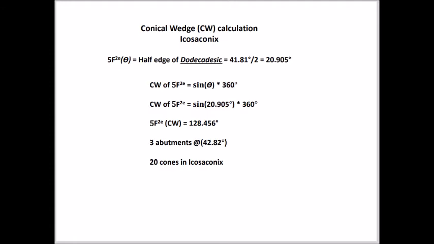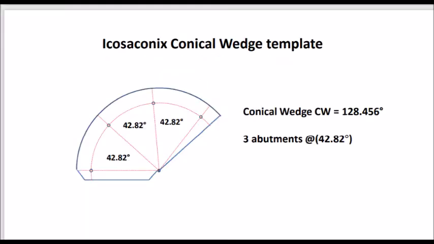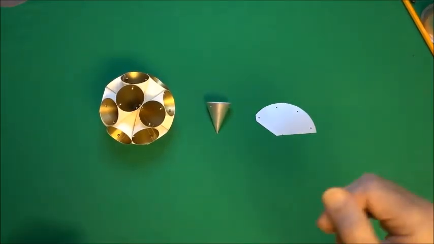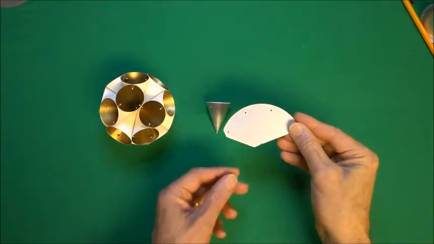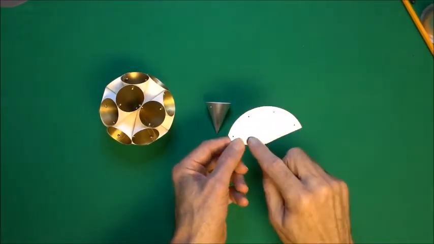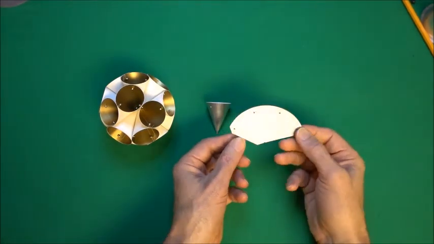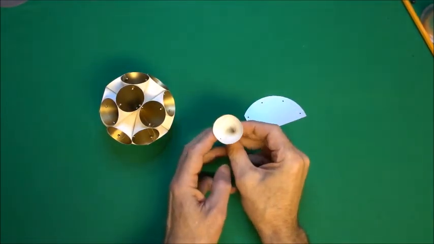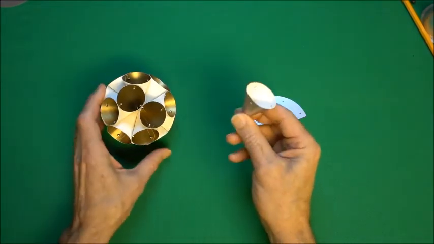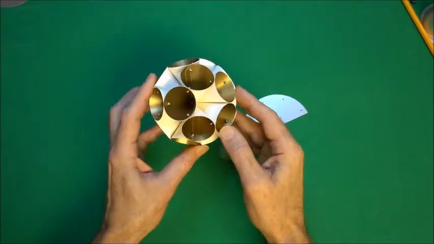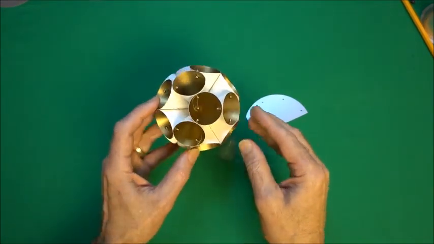We divide this by 3 to find the abutment points. And this is the resulting template for the conical wedge of the icosahedesic, and I will demonstrate its construction. Now I can show you how to construct the icosahedesic from the template we just defined with this conical wedge. This can be pinched into this conical shape. We've got the 3 abutment points identified, and then 20 of these cones can be arranged into the actual icosahedesic itself.